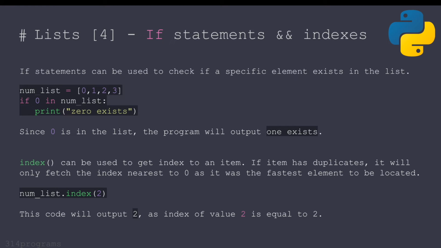Index function can be used to get an index of the item. If an item has duplicates, it will only fetch the index nearest to 0 as it was the fastest element to be located. This code will output 2 as the index of the value 2 is equal to 2.